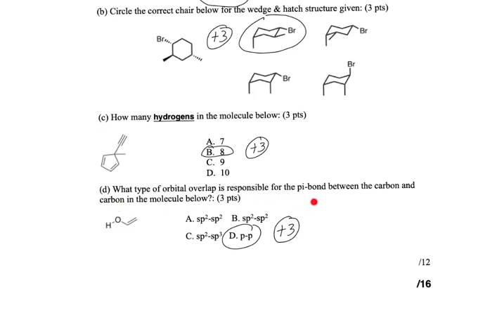What type of orbital overlap is responsible for the pi bond between the carbon and carbon in the molecule below? So carbon-carbon double bonds contain a pi bond. Pi bonds are only made from 2p orbitals.